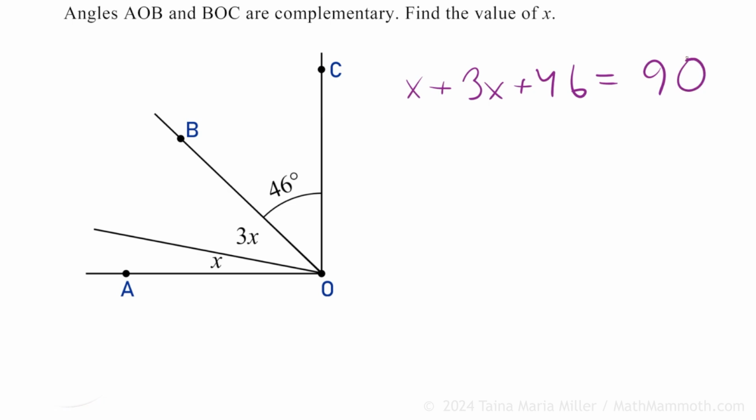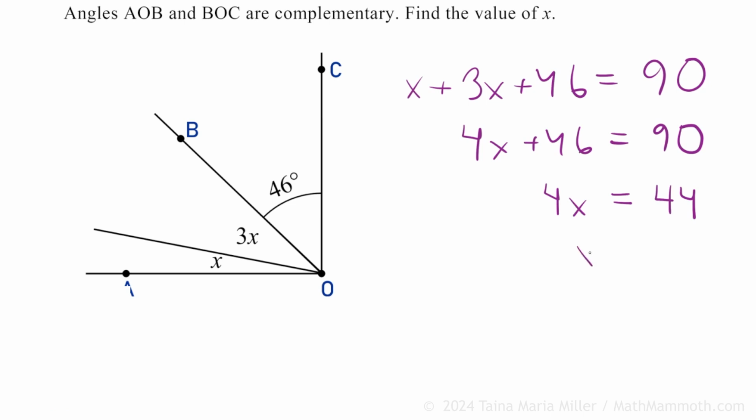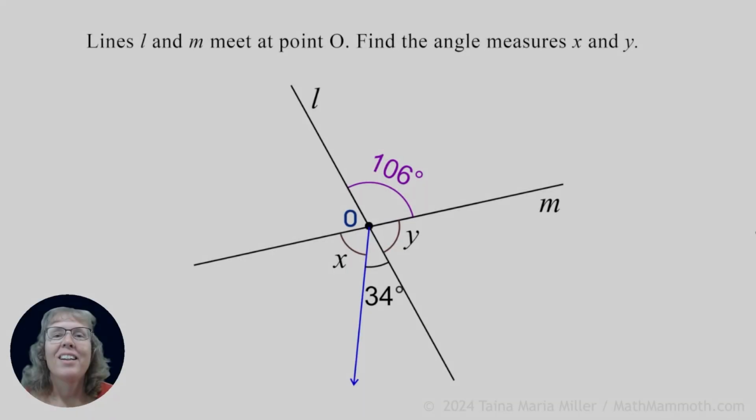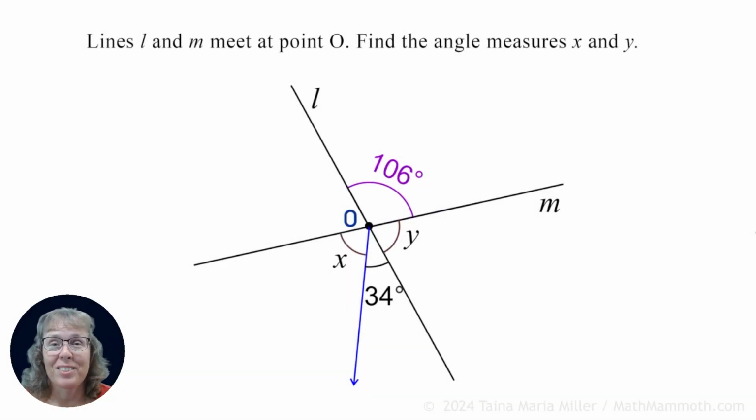Now we can solve this equation. Here there's x and 3x. We can combine those to get 4x. Then we subtract 46, leaving 4x here. And over here is then 44 degrees. And now it's easy to see that x equals 11 degrees. This angle here is 11 degrees. This angle would be 33. Our last exercise for this lesson. Think about it. Can you solve it?